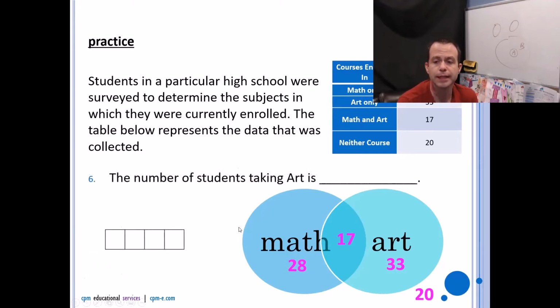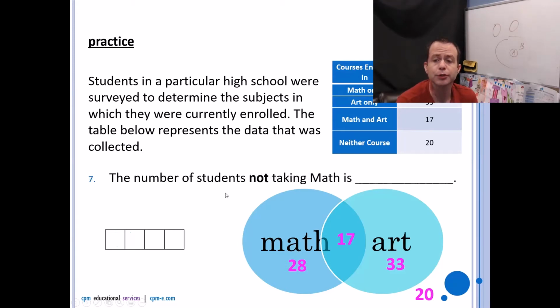The number of students taking art. Well, what you have to realize there is that 17 are taking art that's in the overlap and 33 are taking art that are only art. Okay, so I'd have to add those numbers together and that's gonna give me 50. See, it's way easier when you're staring at the Venn diagram. So always take the time to draw the Venn diagram first.